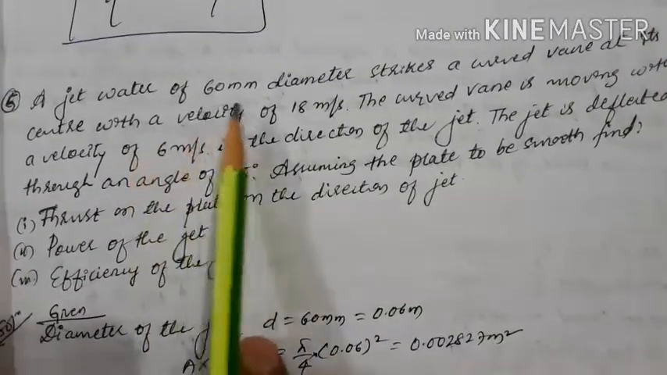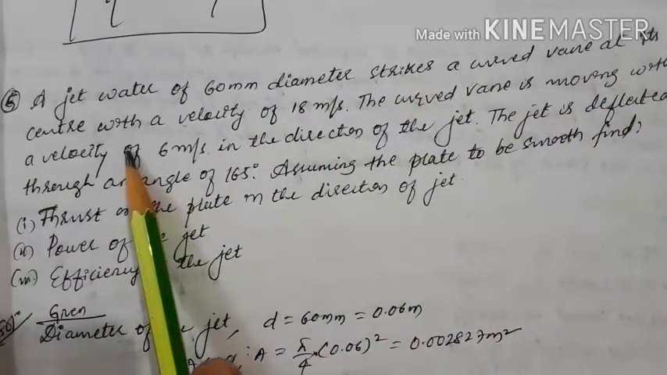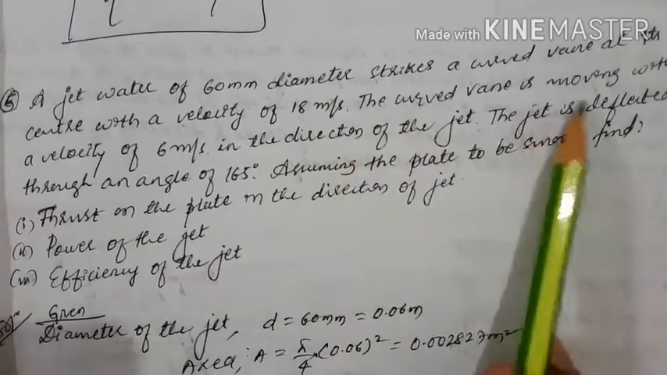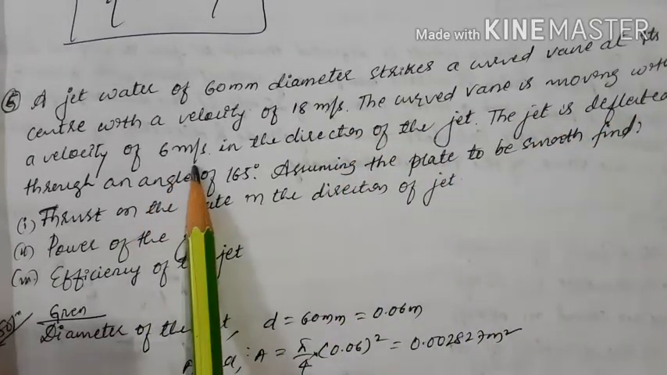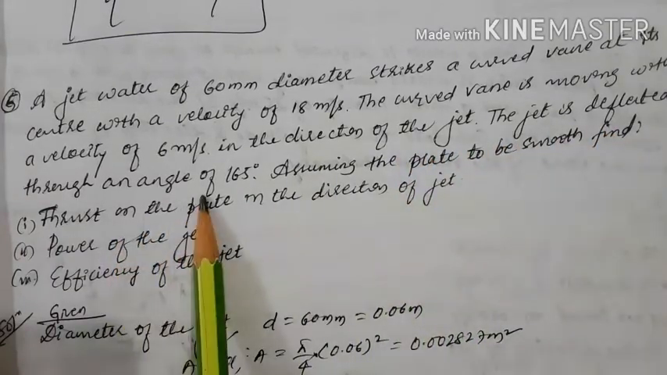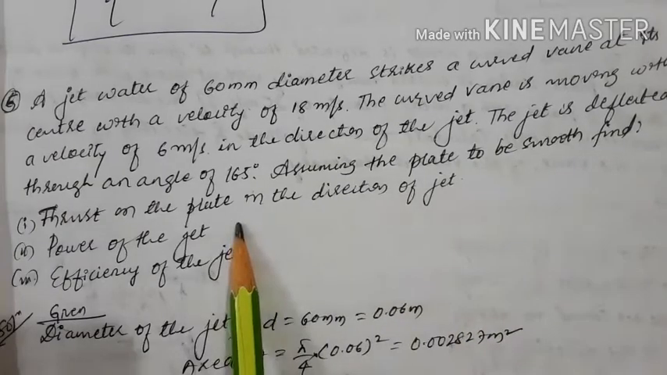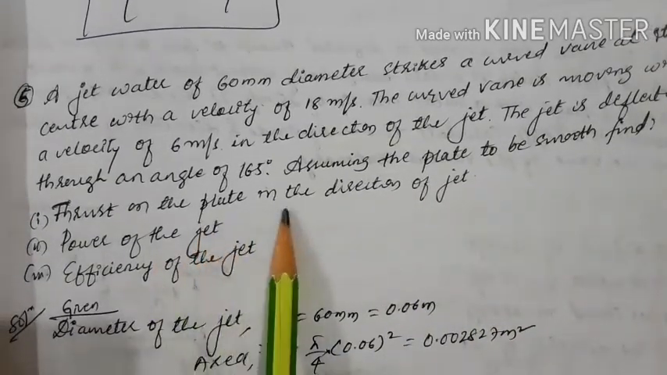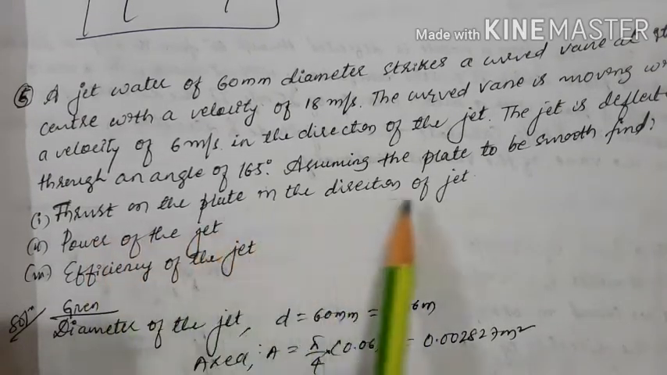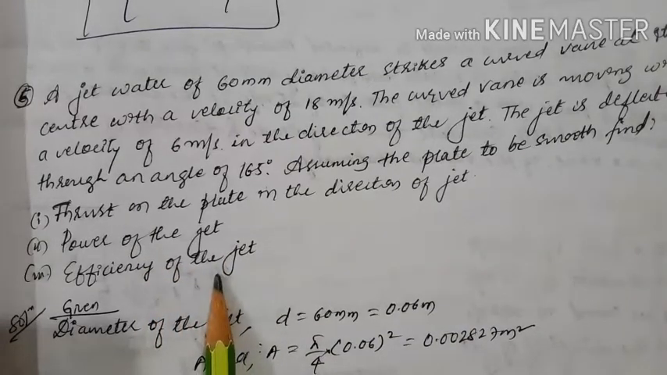A jet of water of 60 millimeter diameter strikes a curved vane at its center with a velocity of 18 meter per second. The curved vane is moving with a velocity of 6 meter per second in the direction of the jet. The jet is deflected through an angle of 165 degree. Assuming the plate to be smooth, find the thrust on the plate in the direction of jet. Here thrust means the force on the plate in the direction of jet, then the power of the jet and efficiency of the jet.